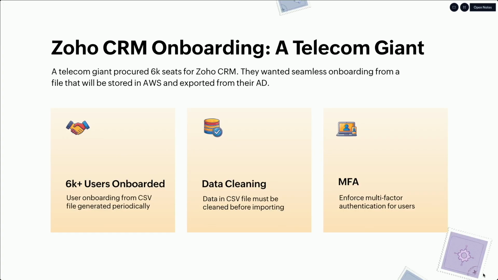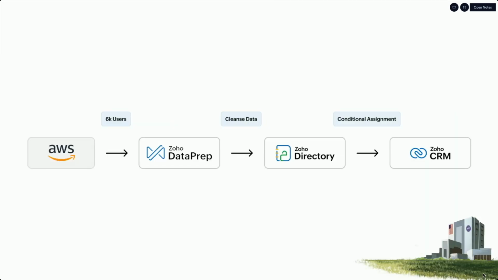The first case study is about a telecom giant. This is a very big telecom company, and they had 6,000 users on their Zoho CRM, and they wanted to seamlessly onboard users to the CRM application from their AWS. So AWS is their IDP service. So basically, we had to connect with AWS to migrate the users to the Zoho Directory.